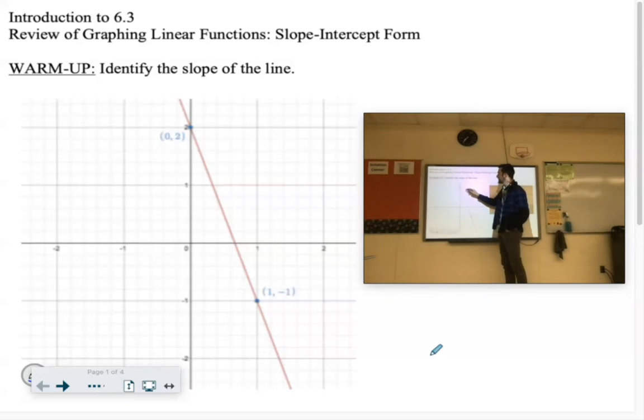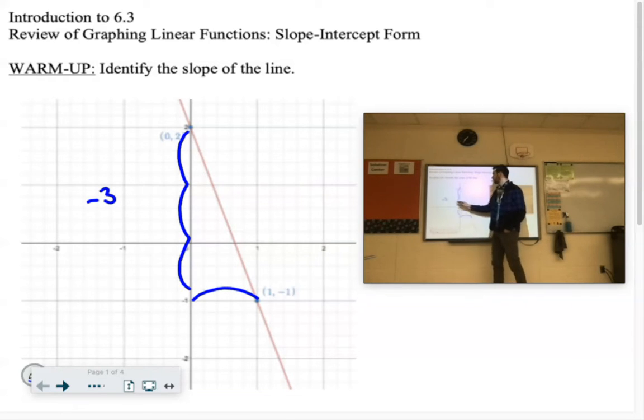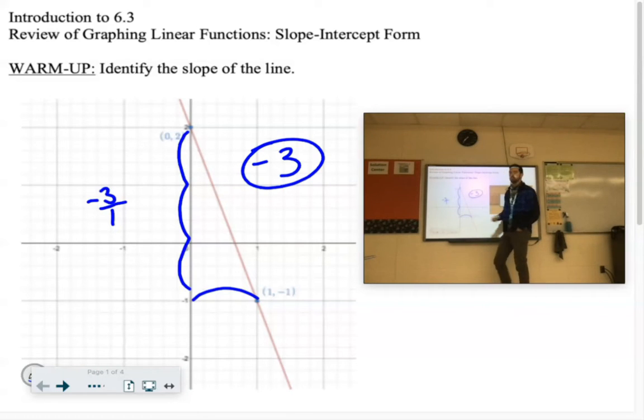So from the 2 points they gave us, that's going down 1, 2, 3 places. So it would be like -3, and it's running over one place. And -3 over 1 is just -3. So that's your slope.